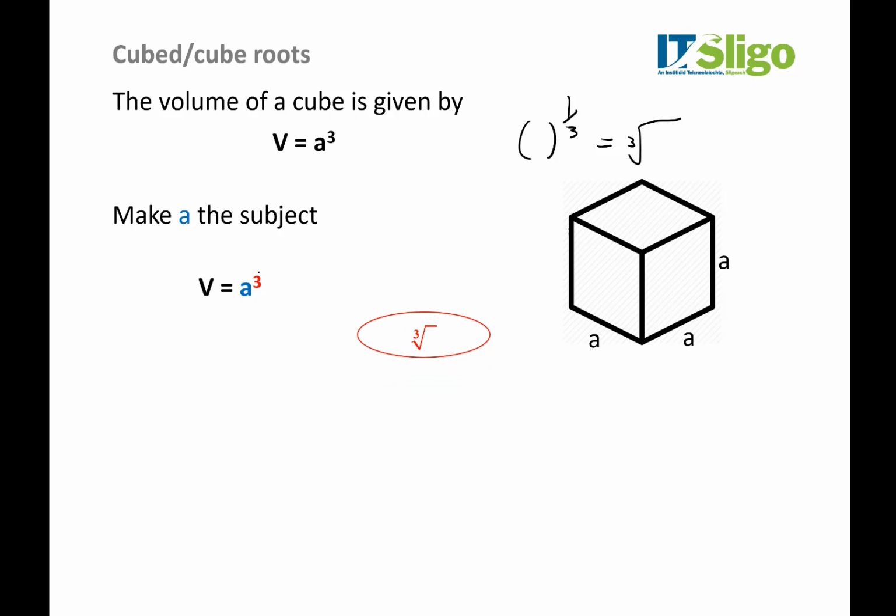So here's my subject in blue. Here's what I want to get rid of. Get the cube root of both sides. On the right hand side, the cube and the cube root cancel each other out. I now have my subject on its own, a, and finally I always write my subject on the left.